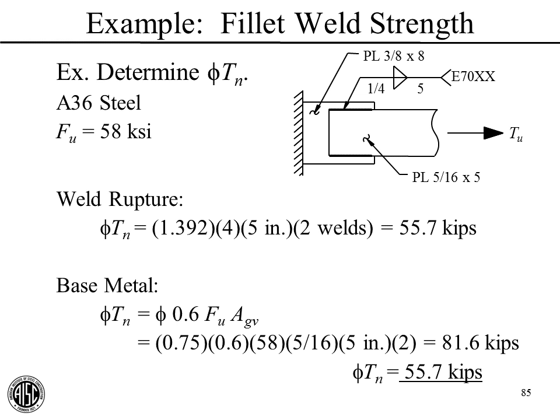So in this case, the weld rupture controlled and the strength is 55.7 kips. Note we only check these two limit states here. There are others that would apply in reality.